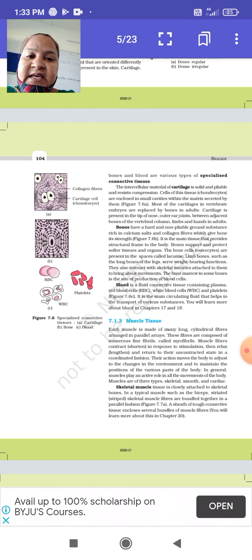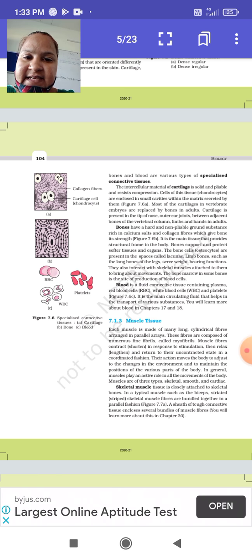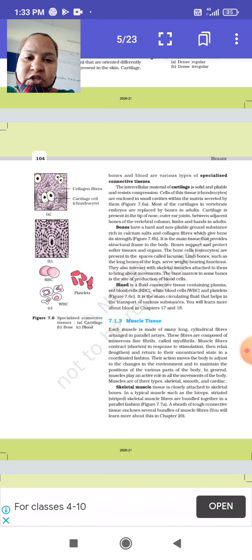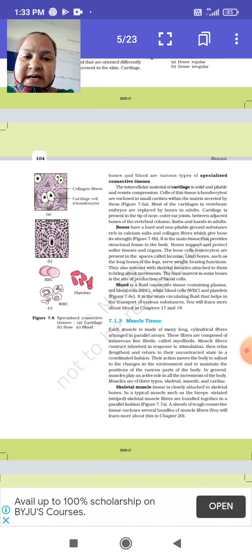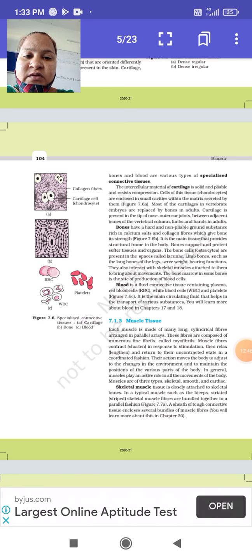बोन सेल्स को क्या कहते हैं, ऑस्टियोसाइट्स कहते हैं. ये कहाँ होती है, लैकुनी के अंदर होती है. इसके एग्जांपल्स हैं लिम्ब बोन्स सच एज लॉन्ग बोन्स ऑफ लेग्स एंड हैंड्स. They also interact with skeletal muscles attached to them to bring about movement. The bone marrows in some bones are the site of production of blood cells.